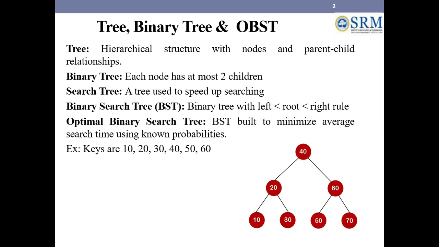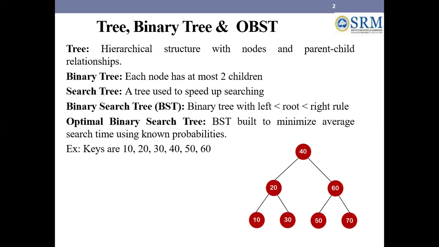First one, tree. We know a tree is a hierarchical structure with elements. It has a parent-child relationship. The topmost node is called the root. The root has child nodes. Again, a child can act as a parent. It has child nodes. Then the last level in the tree is called a leaf node.